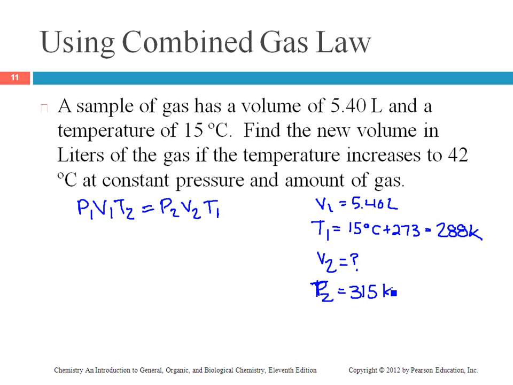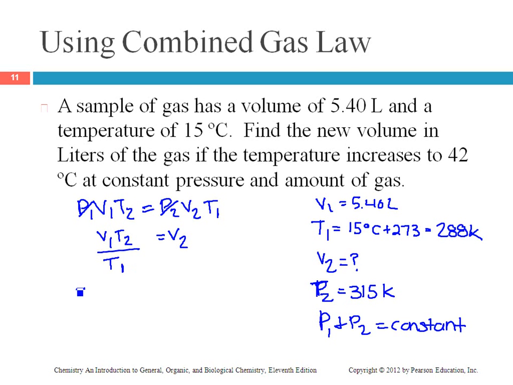Okay, and then we notice we've got pressure up here, but P1 and P2 are constant. So you could just put a 1 in there if you wanted to for 1 ATM, or if it's constant, then you don't have to use them. So what I do is just go like this, because P1 and P2 are constant. They're not going to change our answer. And so then I solve for V2. So we would have V2 equal to V1 T2 over T1.